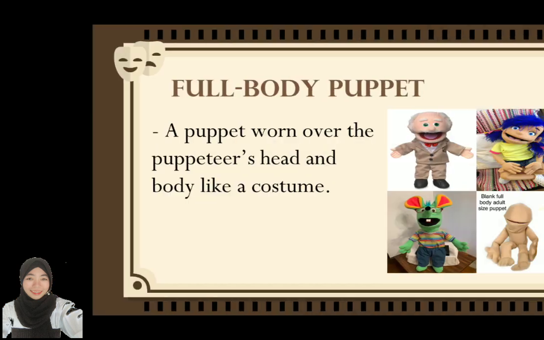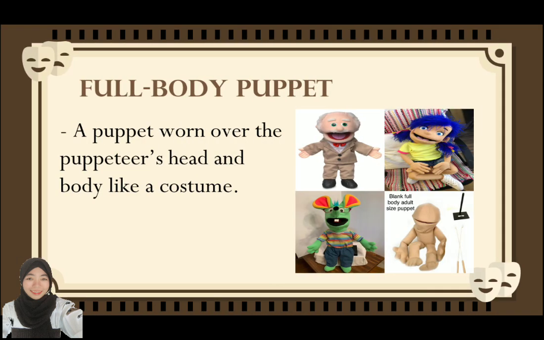The next one is the full body puppet, a puppet worn over the puppeteer's head and body like a costume. So, a full body puppet is worn by the puppeteer like a costume, covering their head, torso, and sometimes the whole body. So, the performer uses their own movements to control the puppet, creating a large dramatic character.